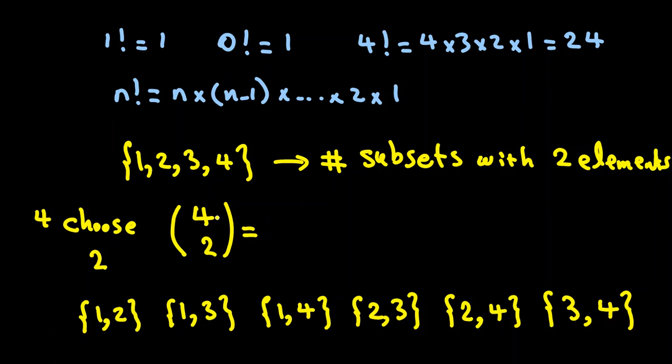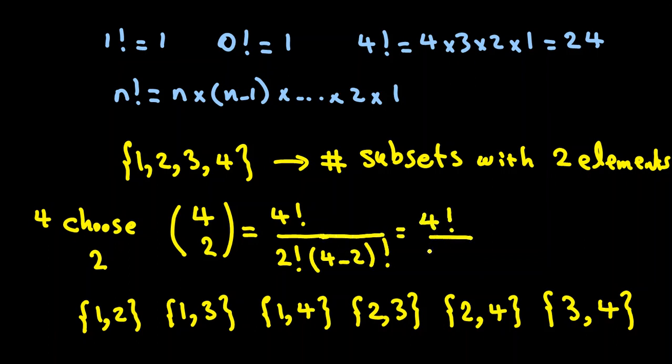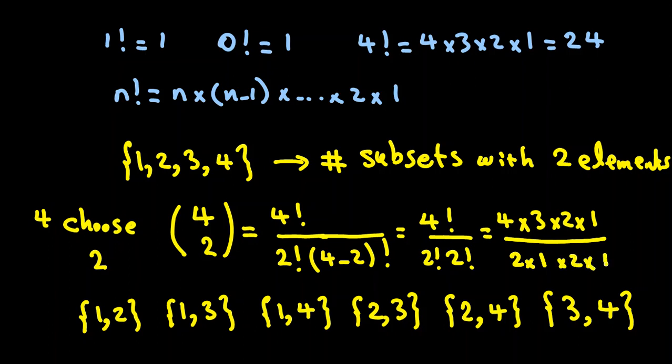The formula is 4 factorial on top, 2 factorial on the bottom, and 4 minus 2 factorial. It will be 4 factorial over 2 factorial times 2 factorial. And it should be 6 because we've counted. 4 times 3 times 2 times 1 over 2 times 1 times 2 times 1. We cancel these 2, 4, 2 times 3, 6. And here we had exactly 6.